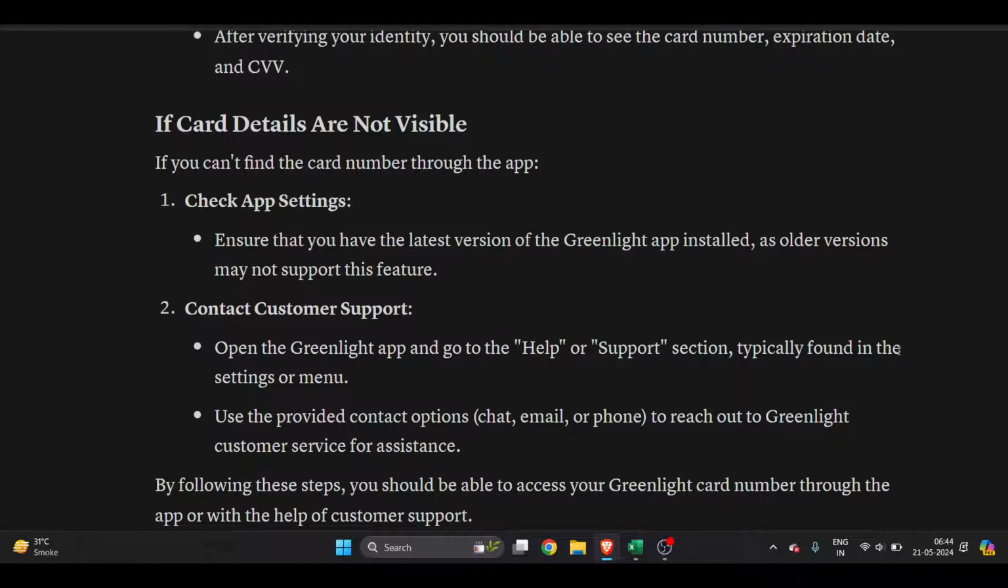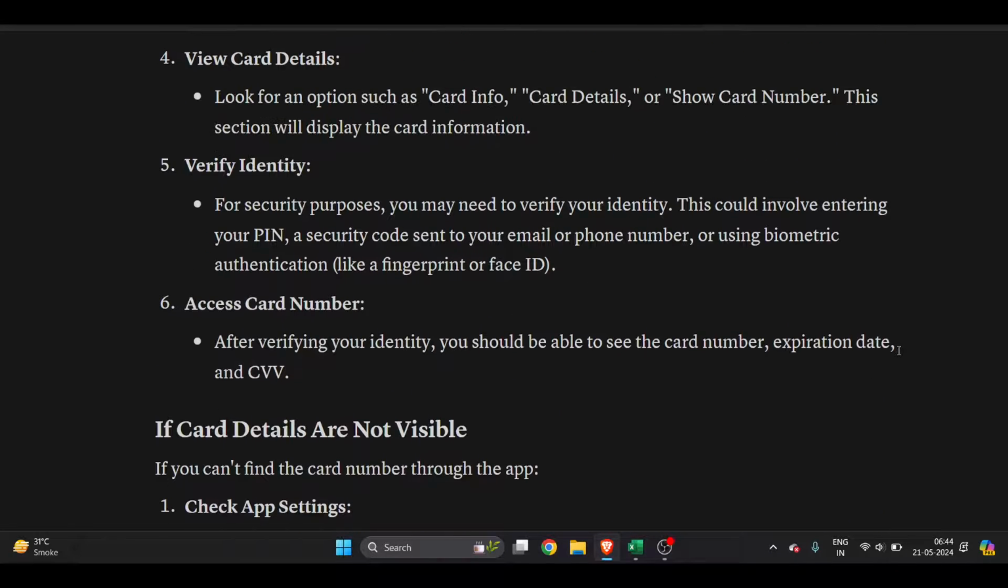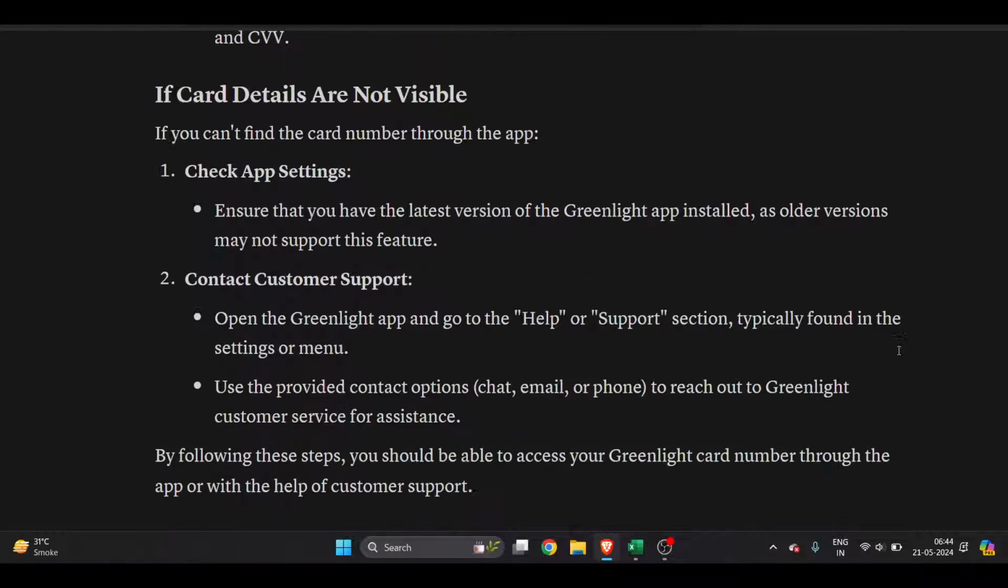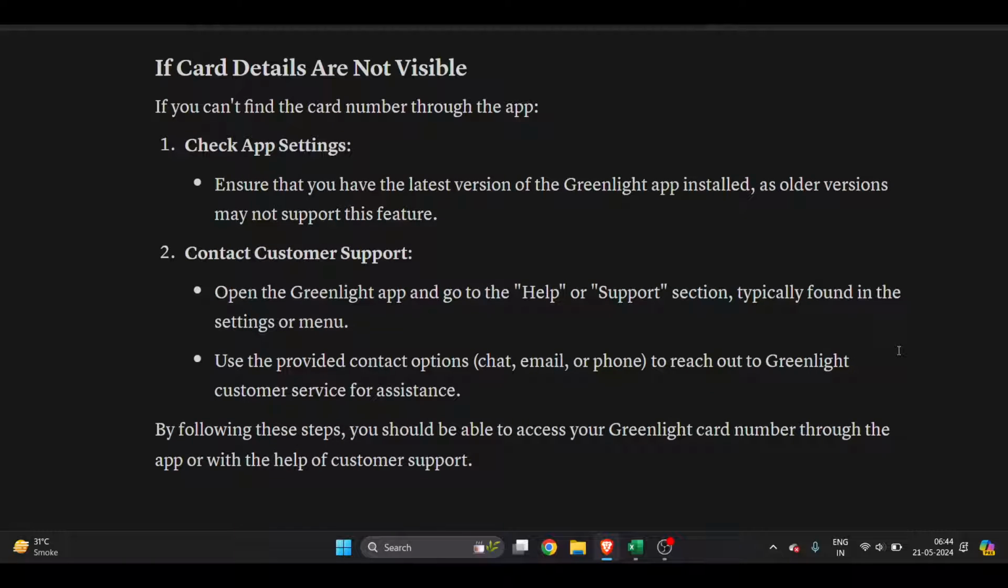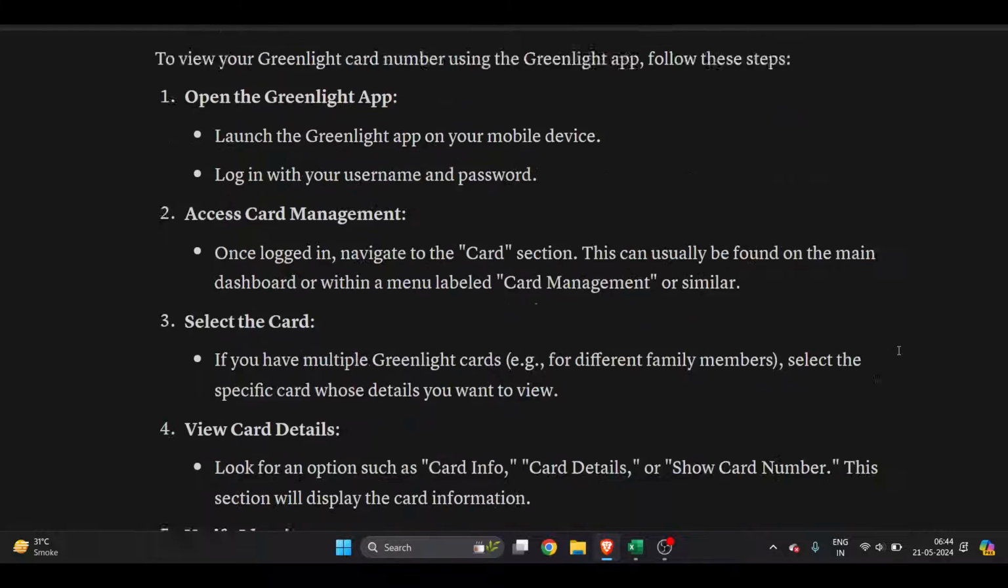So if you're not able to find it, because these are the steps, but if you're facing some kind of issue, just go and check your app settings, and the best solution I would advise is to contact customer support. Open the Greenlight app and click on the top right, which is basically the settings menu. There you will find an option for help or support. Use the provided contact option. You can chat with them, email or phone to reach out to Greenlight customer service for assistance. They will help you to find your card details.